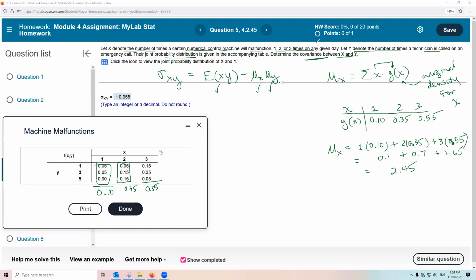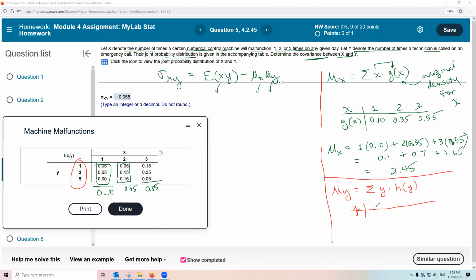All right, but we also want to find the mean of Y. Well, in the same way, the mean of Y is going to be the sum of Y times its marginal density function. We usually write that as h of Y. All right, so let's write that out. For Y, the values here are 1, 3, and 5. So again, I'm going to make a little table here, 1, 3, and 5. And we want to find the marginal density function, h of Y. Well, for this, let me erase this. We really want to sum up the rows. So let's go ahead and do that.